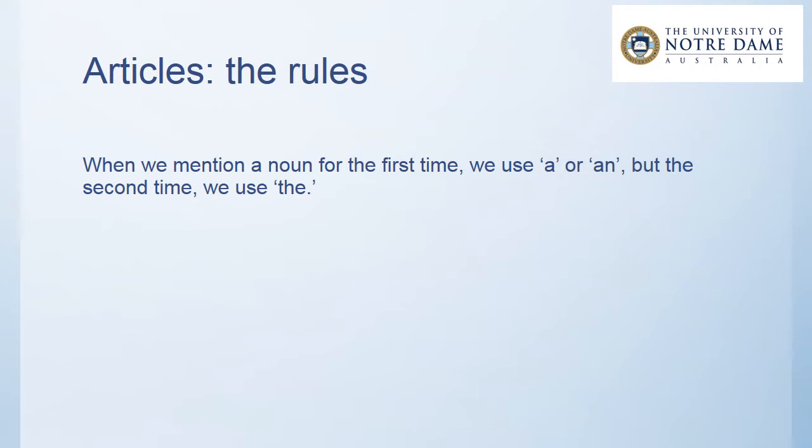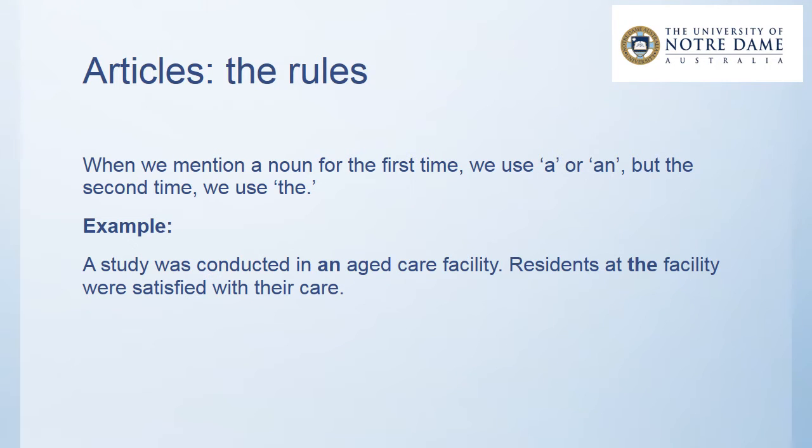When we mention a noun for the first time in our text, we use a or an, but the second time and the third and the fourth and so on, we can use the. For example, a study was conducted in an aged care facility. Residents at the facility were satisfied with their care. Okay, so here, the first time we mention the aged care facility, we use an. But the second time, we've mentioned it again in this second sentence, so this time we use the. This means we're referring back to the aged care facility we talked about before.